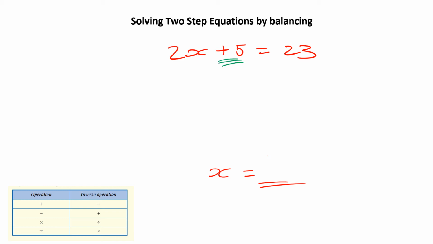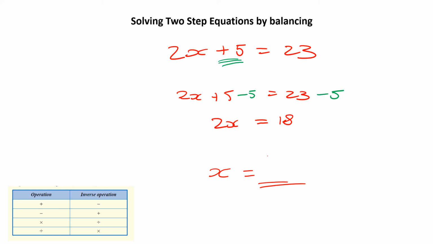I want to get rid of that 5 first, because the 2x, I'd have to do some other, and it gets too complicated. So let's get rid of that plus 5 first. So if I go 2x plus 5 equals 23, if you remember what I did before, if I'm doing one step, I'd go minus 5 that side and minus 5 that side. So now I've got 2x equals 23 minus 5 would be 18.